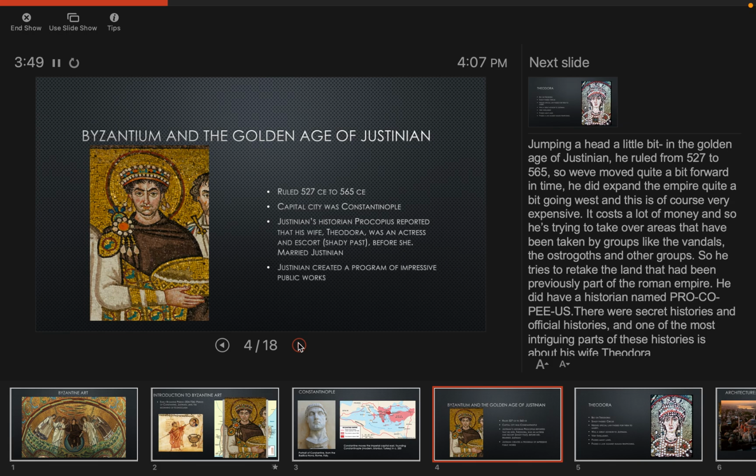Jumping ahead a little bit, in the golden age of Justinian, he ruled from 527 to 565 CE. So we've moved quite a bit forward in time. He did expand the empire quite a bit going west, and this is, of course, very expensive. It costs a lot of money, so he's trying to take over areas that have been taken by groups like the Vandals or the Ostrogoths and other groups. He tries to retake land that had been previously part of the Roman Empire.